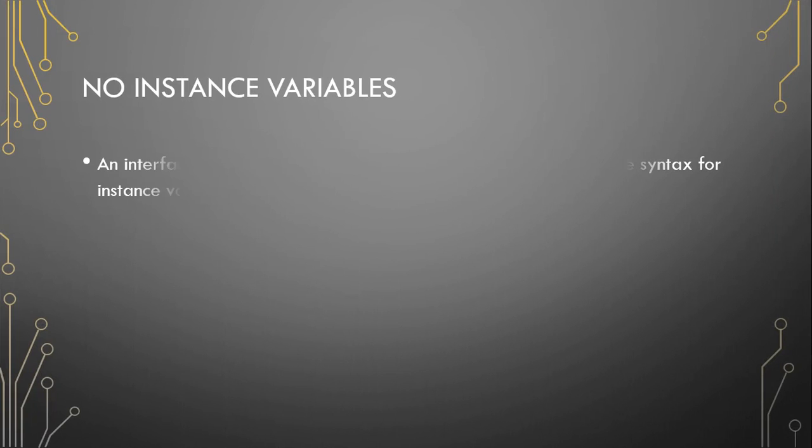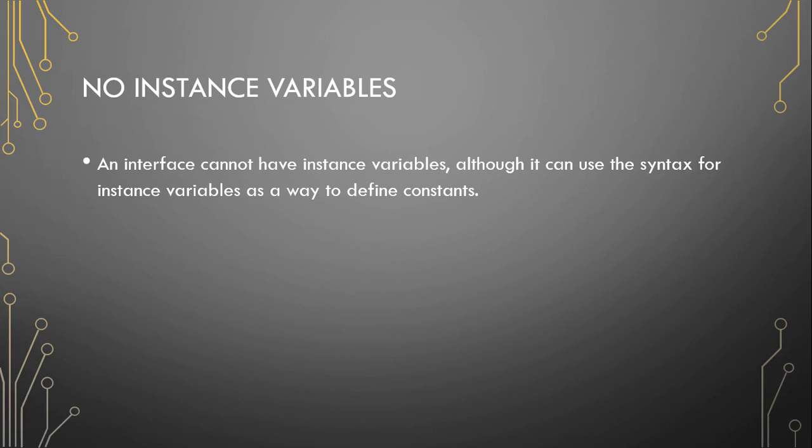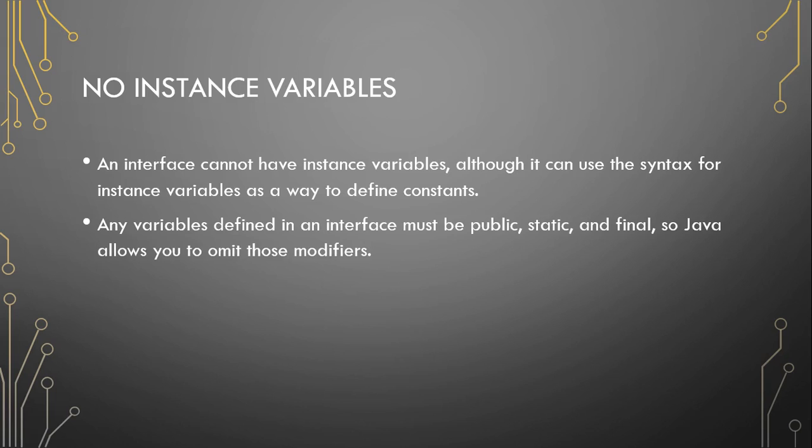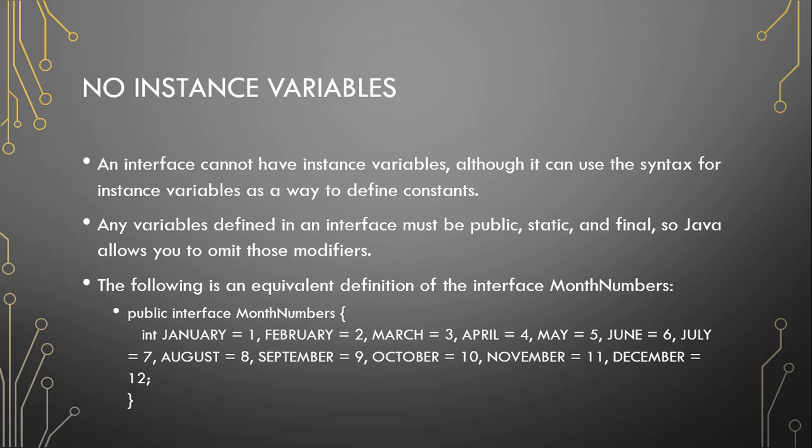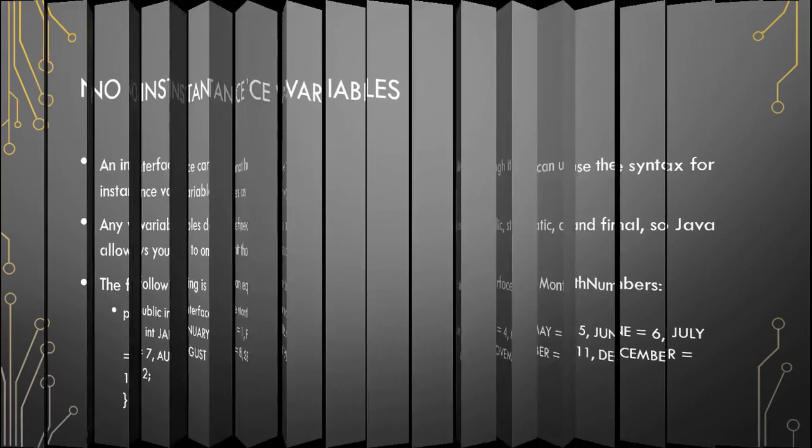Now, there are no instance variables. An interface cannot have instance variables. It's not a class, it's an interface, although it can use the syntax for instance variables as a way to define constants. Any variable defined in an interface must be public, static, and final. Java allows you to omit those modifiers, so you don't have to put public static final because it recognizes that this is an interface. So if we look back at that equivalent definition, public interface MonthNumbers, JANUARY = 1, and so on, all the way up to 12.